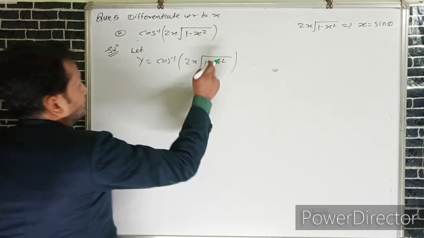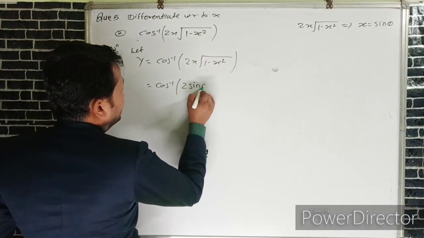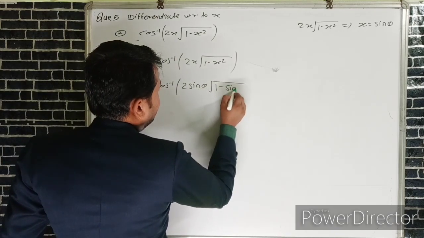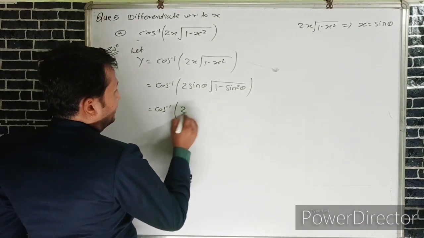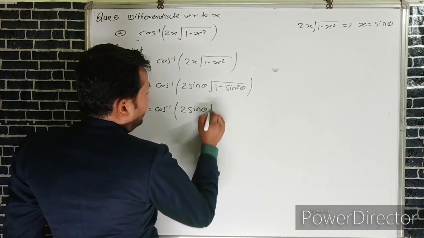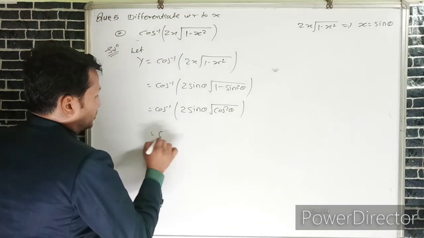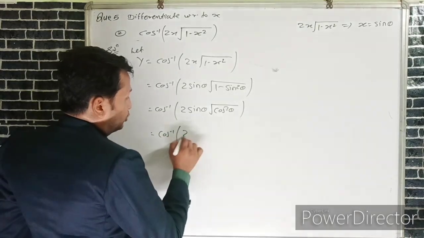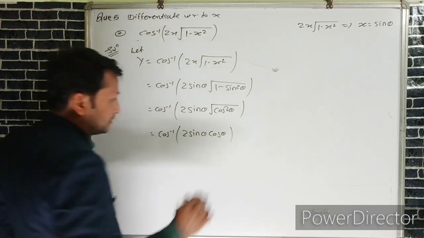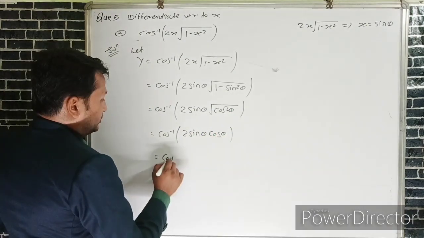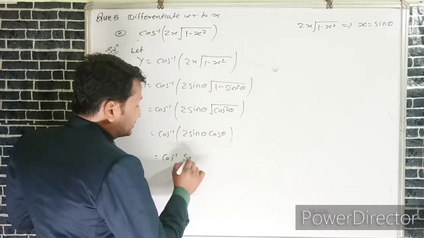If we replace x with sin theta, then we can write cos inverse of 2 sin theta into under root of 1 minus sin square theta. We know that 1 minus sin square theta is cos square theta, so we get cos inverse of 2 sin theta. Here under root and square cancel, and we can write cos theta. We know that 2 sin theta into cos theta is in the form of sin 2 theta.